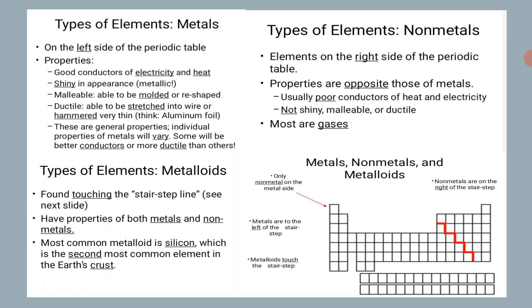Then we come to metalloids, found touching the step line, or see next slide. They have properties of both metals and non-metals. The most common metalloid is silicon, which is the second most common element in the earth's crust. Then we come to the periodic table, as shown in this. We can see how the metals, non-metals and metalloids are placed in the periodic table.